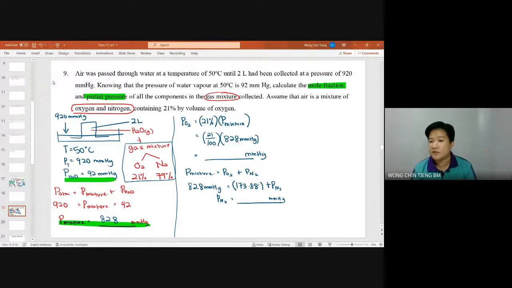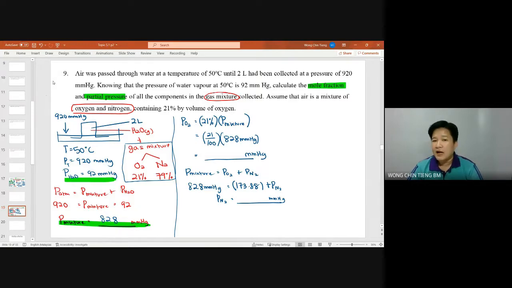Next question asking for the mole fraction. So mole fraction kat sini, saya pun tak tahu kenapa dia tanya mole fraction. Mole fraction dia 0.21 lah kan? Dia akan dapat balik percentage tu. So, yeah, ignore the mole fraction. Dia boleh tanya soalan lain lagi ni. Okay, dia boleh tanya soalan lagi.